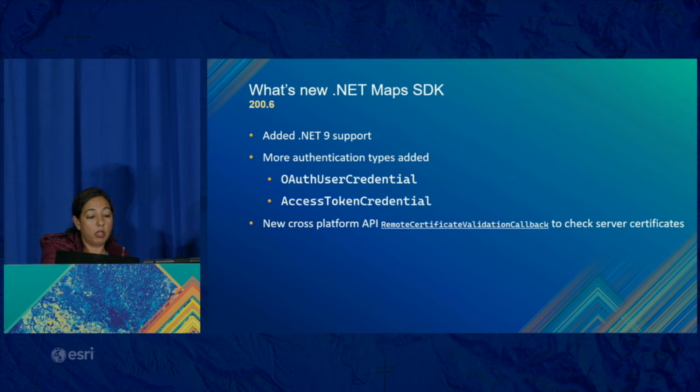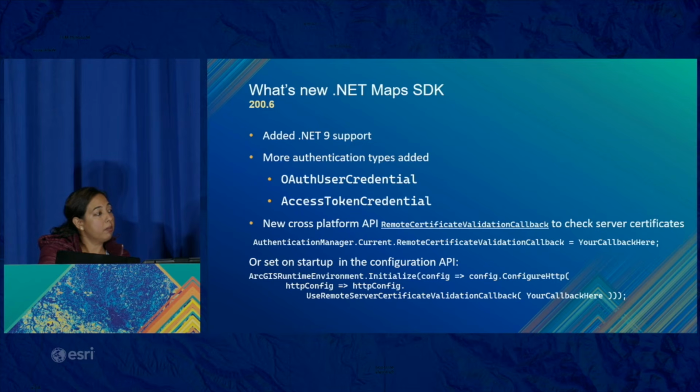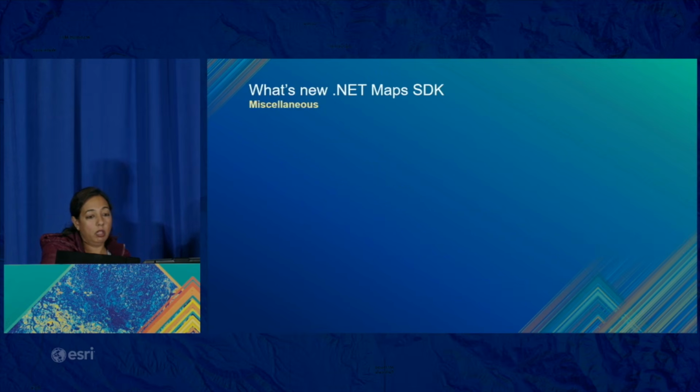Very powerful API, and it's been requested for many releases. And how would you do that? You would subscribe to the remote server certificate validation callback for the Authentication Manager current instance, or you can also set this up on startup using our configuration API to use the remote server certificate callback. So those were the updates for the core SDK part of it.